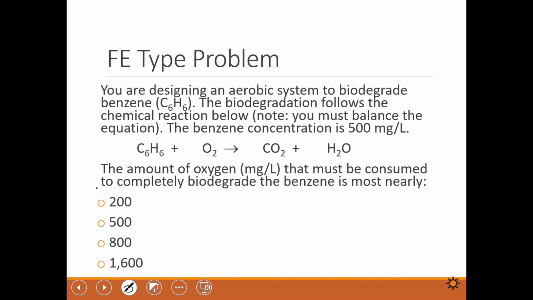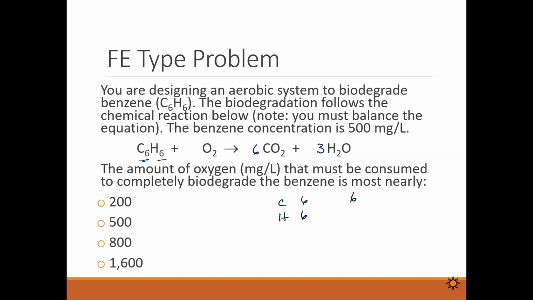So let's just keep track of the various different elements. Start with carbon. We have 6 carbons on our left side, so we need 6 carbons on the right side for the products. My advice here is always balance oxygen last because it's not combined with any other chemical. So we have 6 hydrogens here, so we need 6 hydrogens here.